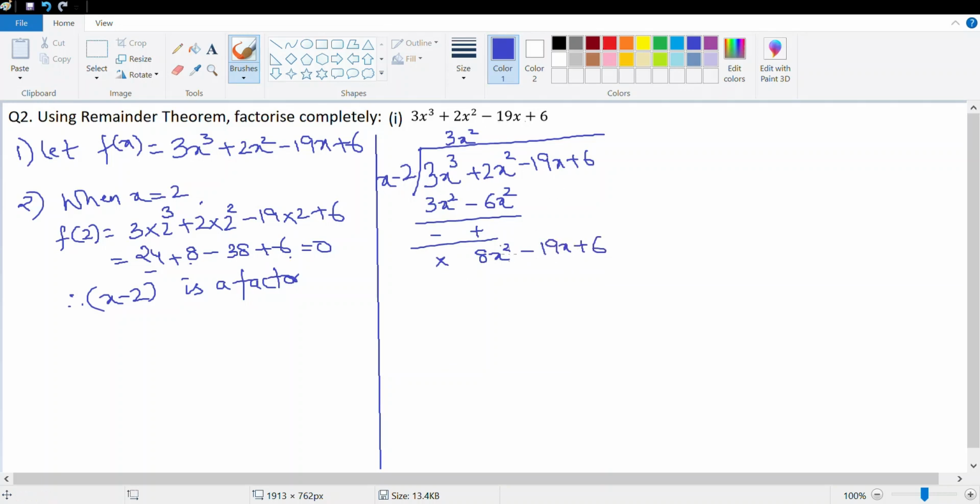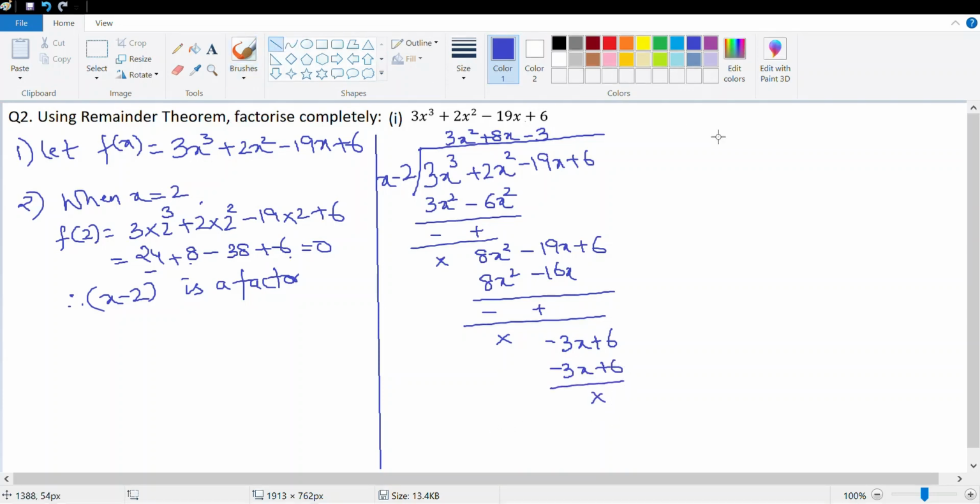To convert x into 8x square, I'll have to multiply it with 8x. So that will give me 8x square, and 8x into negative 2 will give me negative 16x. Let's subtract. When I subtract, the sign changes. Negative 19 plus 16, that's negative 3x plus 6, which means I multiply it with negative 3. So that's negative 3x plus 6, and this is 0. So we've been able to factorize the given polynomial, but I notice we can factorize further because the power is still 2. Let's see if we can factorize this quadratic expression.